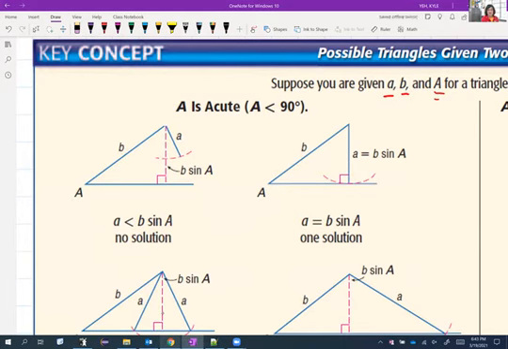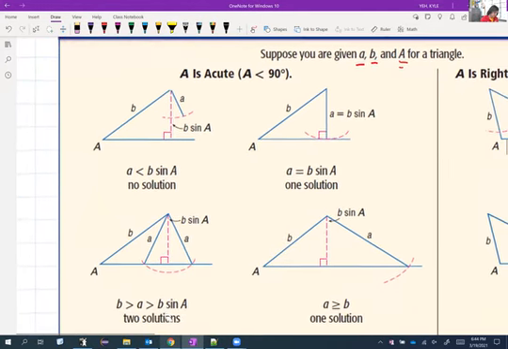So if A is less than B sine A, there's no solution. And I should have mentioned before, specifically when our angle A is an acute angle. The other half of the table will deal with the other case. But when A is acute, if we type in B sine A and it turns out greater than side length A, no possible solution. If A exactly equals B sine A, exactly one solution, because it reaches down and it hits perfectly. It's that height, one solution, and that one's not too bad to solve for.